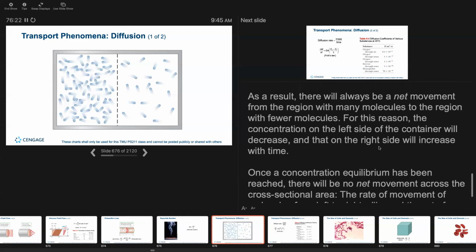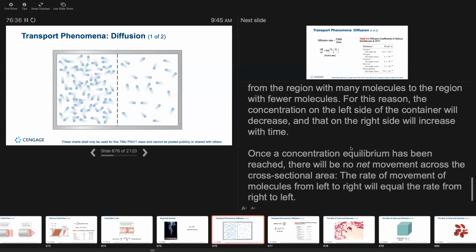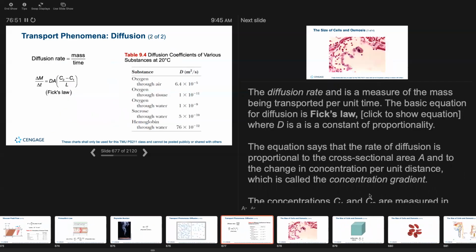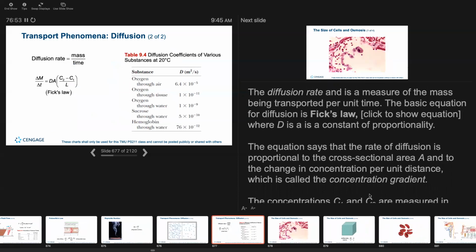As a result, there will always be a net movement from the region with many molecules to the region with fewer molecules. For this reason, the concentration on the left side of the container will decrease, and that on the right side will increase with time. Once concentration equilibrium has been reached, there will be no net movement across the cross-sectional area. The rate of movement of molecules from left to right will equal the rate from right to left. This diffusion rate is a measure of the mass being transported per unit time.